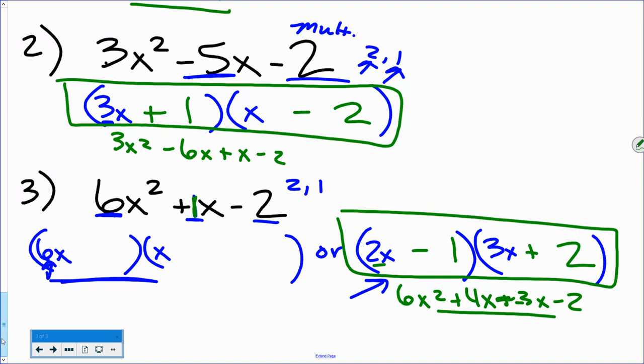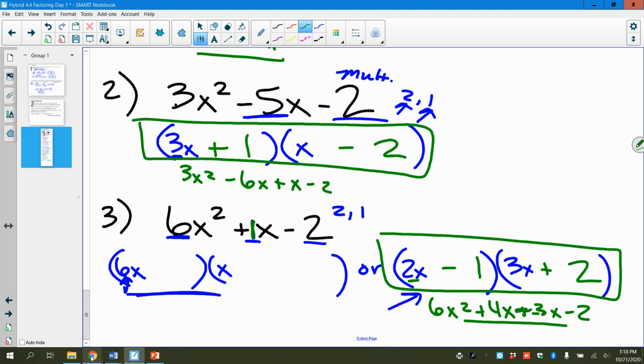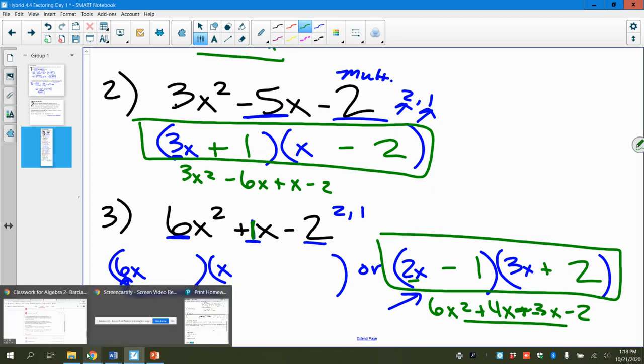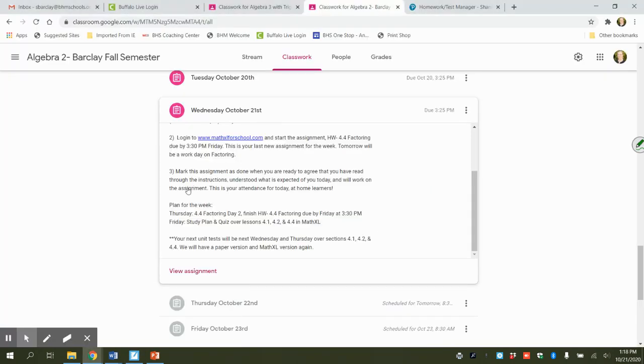All right, that's our lesson on factoring. Your homework assignment is long. There are a lot of problems, but there is no new homework assignment tomorrow. So finish what you can today, and you'll have some time to work on it tomorrow as well.